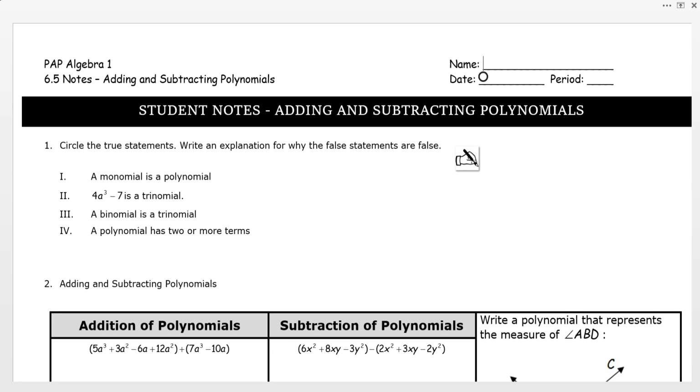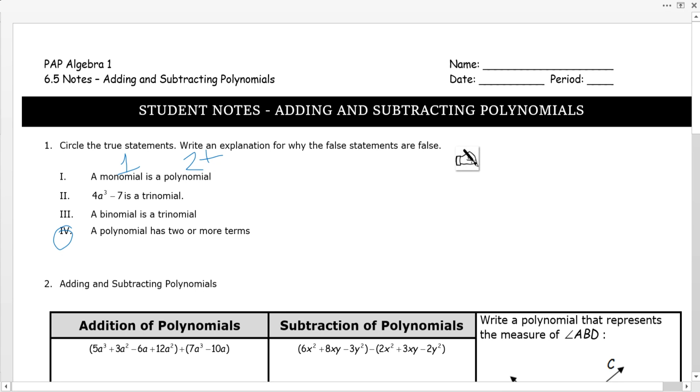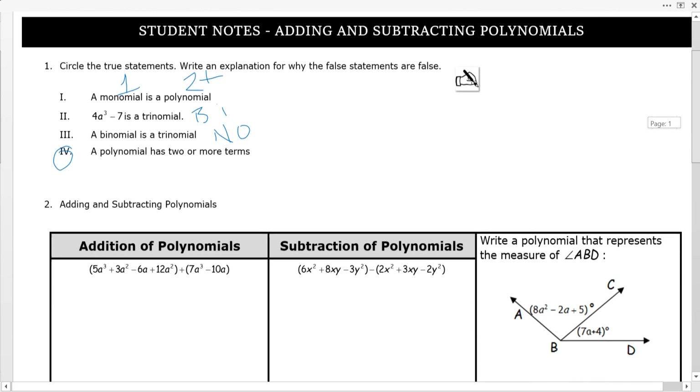The only one that's true, I think, is number 4. Okay, because a monomial is not a polynomial, because this one has one term and this one has 2 or more terms. This is a binomial. A binomial is a trinomial? No, and a polynomial has 2 or more terms. Okay, that's that. You already knew that. I don't need to say it.